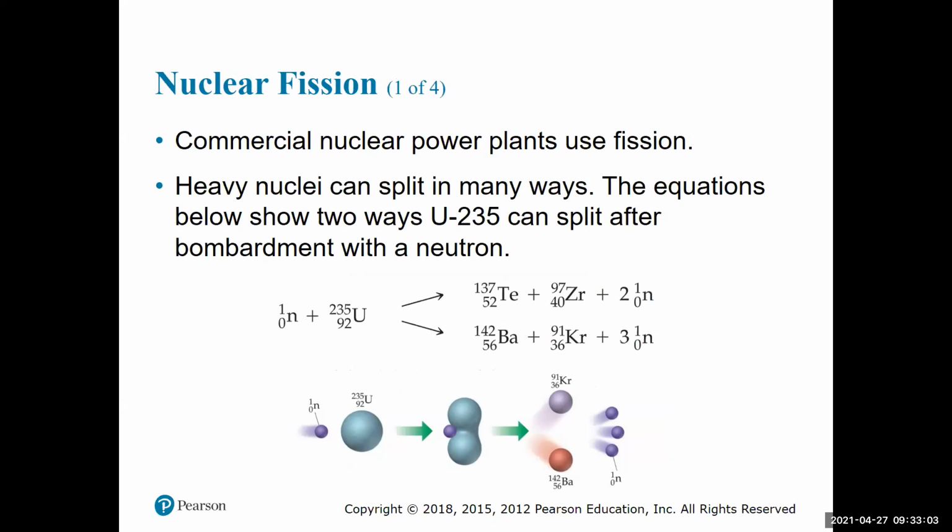Okay, so commercial nuclear power plants use fission. And what did we say fission was? We said that's splitting the atoms, right? And there are different ways you can do that. Here is U-235, showing two ways U-235 can be split.